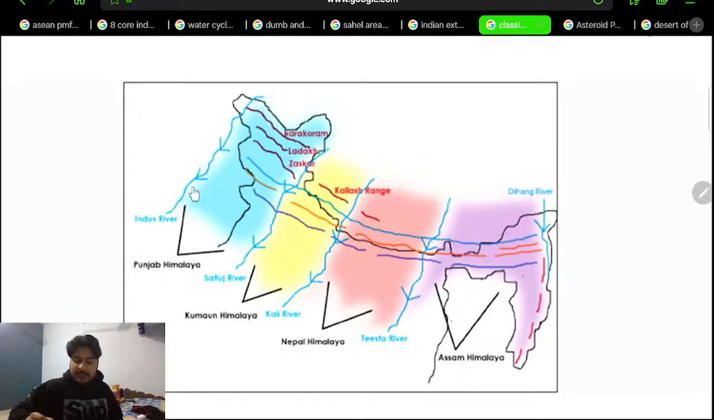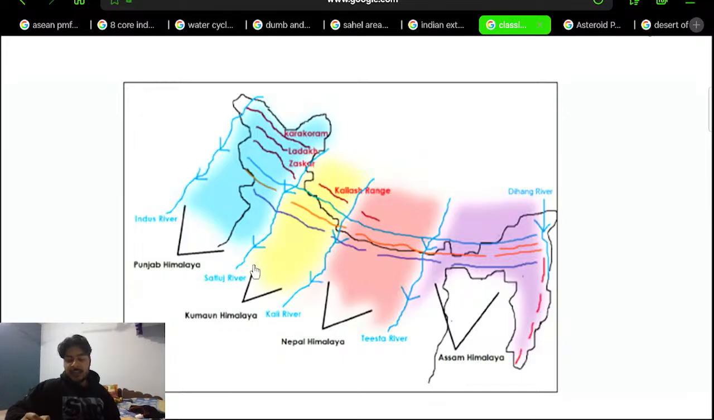This is the Indus River, coming from here, and here we have the Satluj River. The area between the Indus and Satluj is known as the Punjab Himalaya because Punjab lies in this area. The word Punjab itself means the area formed by five rivers. Clear, everybody? The area between the Indus and Satluj is known as the Punjab Himalaya.